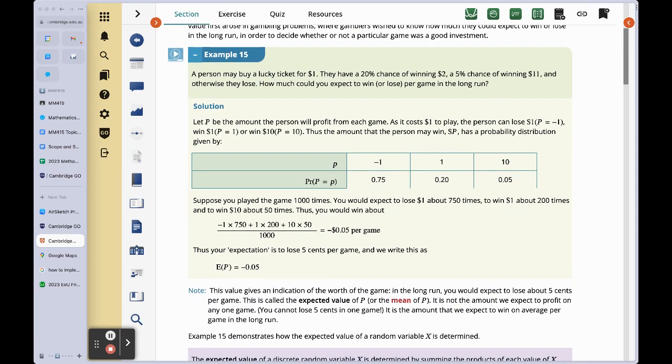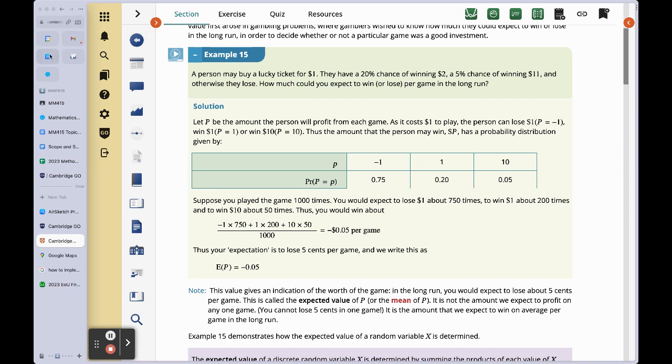Okay, this one's using a money example as well. A person may buy a lucky ticket for $1. They have a 20% chance of winning $2, a 5% chance of winning $11, and otherwise they lose. Now, what they've done here in their table is they've just gone straight into a gains row up here, and then the probability of that win or loss is written down here.